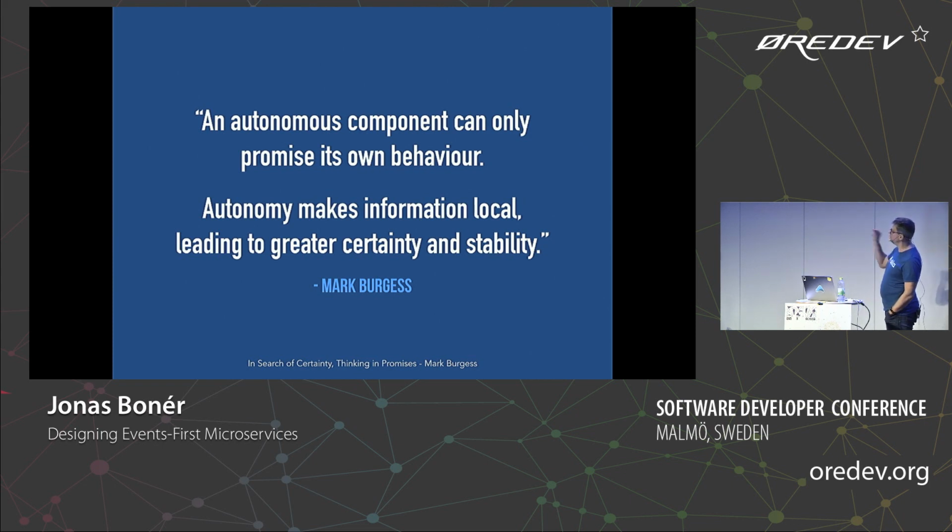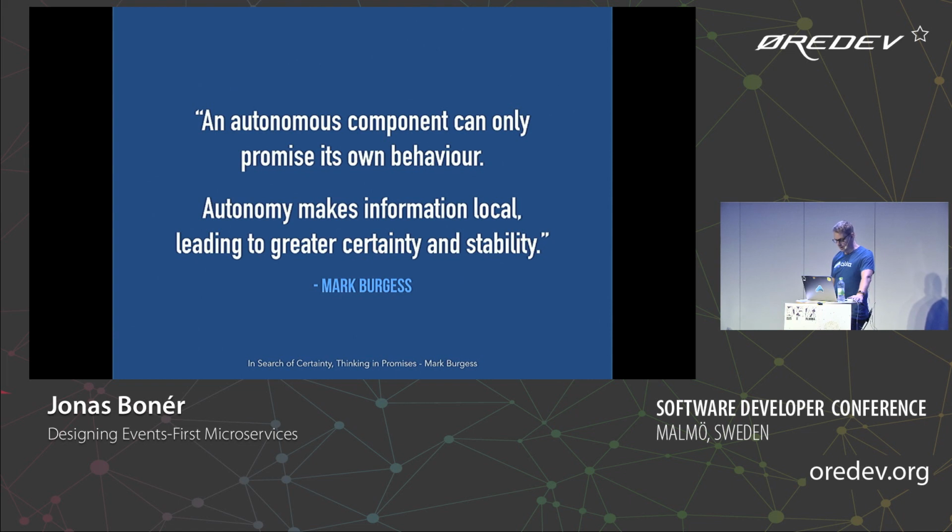And why is that? Yes, because autonomy makes information local. Since you can only promise your own behavior, you're only responsible for your own local state. And this is one of the reasons why I think these events and this inversion of control can really help us towards greater certainty and greater stability.